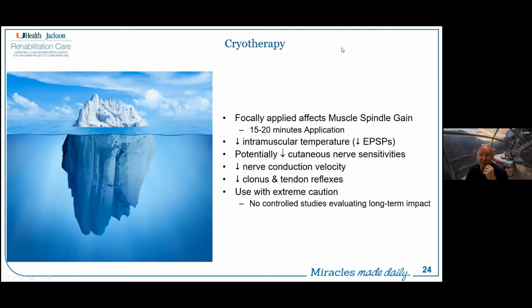We can use cryotherapy also to decrease the muscle spindle sensitivity. And so 15 to 20 minutes of cryotherapy ice will decrease intramuscular temperature, decrease EPSPs. This potentially is also going to decrease cutaneous nerve sensitivities. We know that cooling muscles and cooling axons also reduces the nerve conduction velocity, makes it less likely that this is going to fire. However, recognize that you can actually cause skin damage that the person doesn't feel, and you could actually then cause more spasticity.